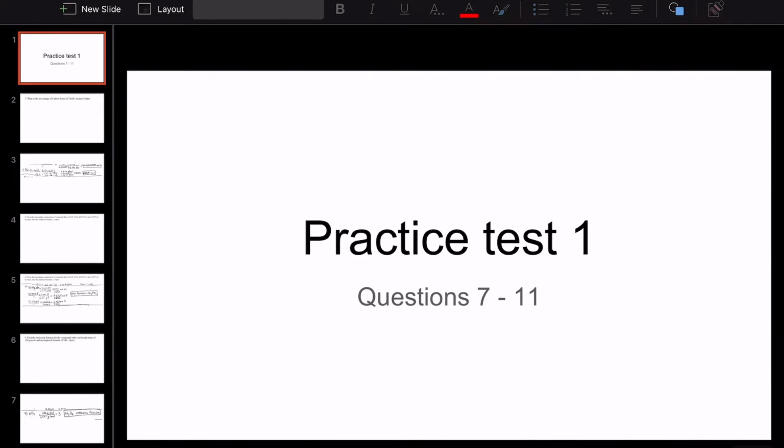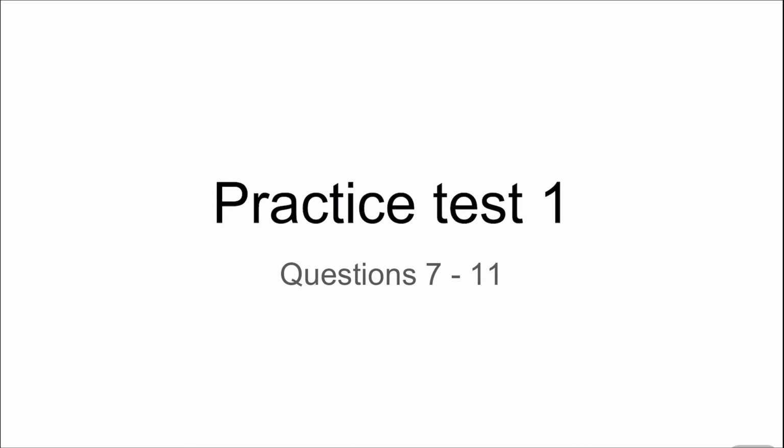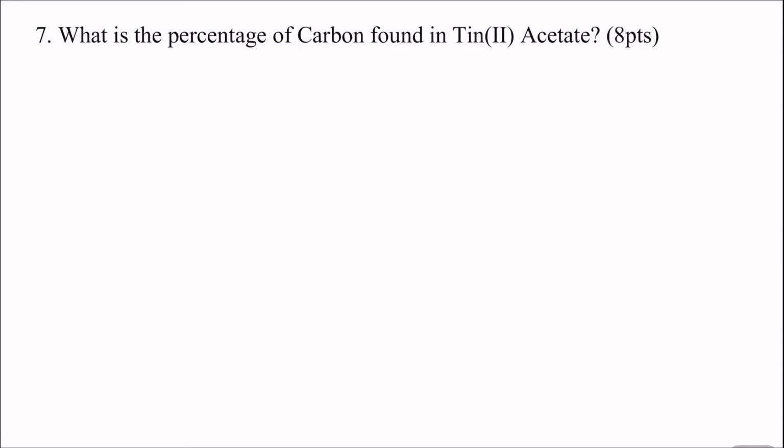Okay, so in this video, I'm going to go over how to do problems from practice test 1, and we're going to do questions 7 through 11. So the first question is, what is the percentage of carbon found in tin 2 acetate? So this is a percent composition problem.